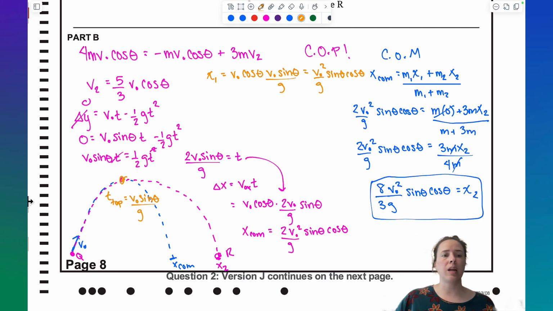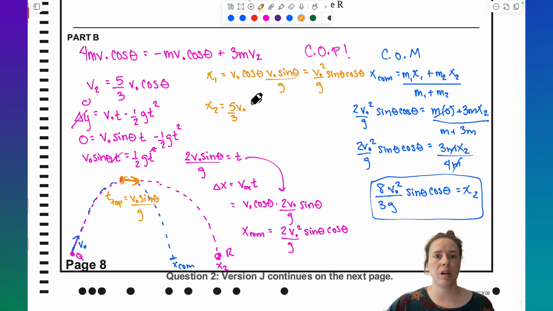So then for the second part of the trajectory, we know the speed that we start with in the horizontal direction. So that's our v naught in the x direction. That's going to be 5/3 v naught cos theta. See, I told you that conservation of momentum is going to come back. Times t. So I need to figure out the amount of time it takes to get back down.